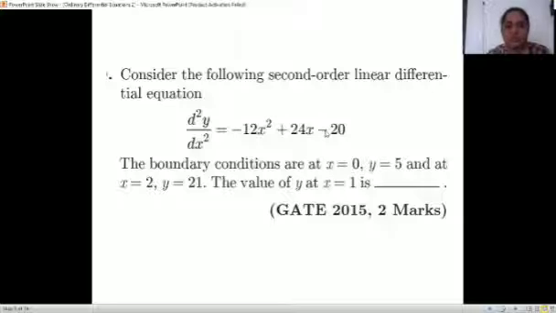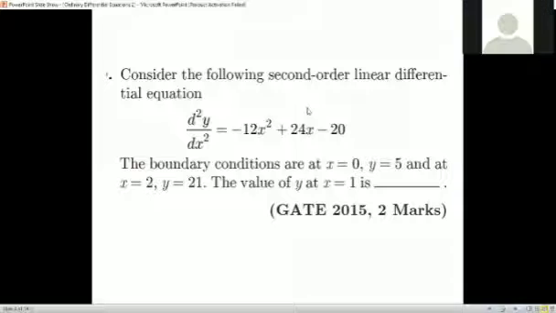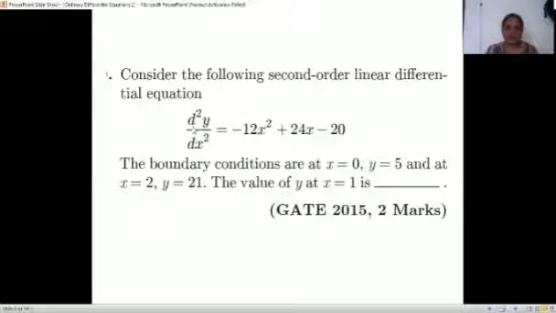Come on, what to do? 1 upon d square of something, or 1 upon d of something, what is that? What is 1 upon d of some function? Integration. Yes, very good. It is integration. And it is 1 upon d square, that is, we have to take double integration of this term. So it is very easy. Take double integration of this term. That will be your yp.